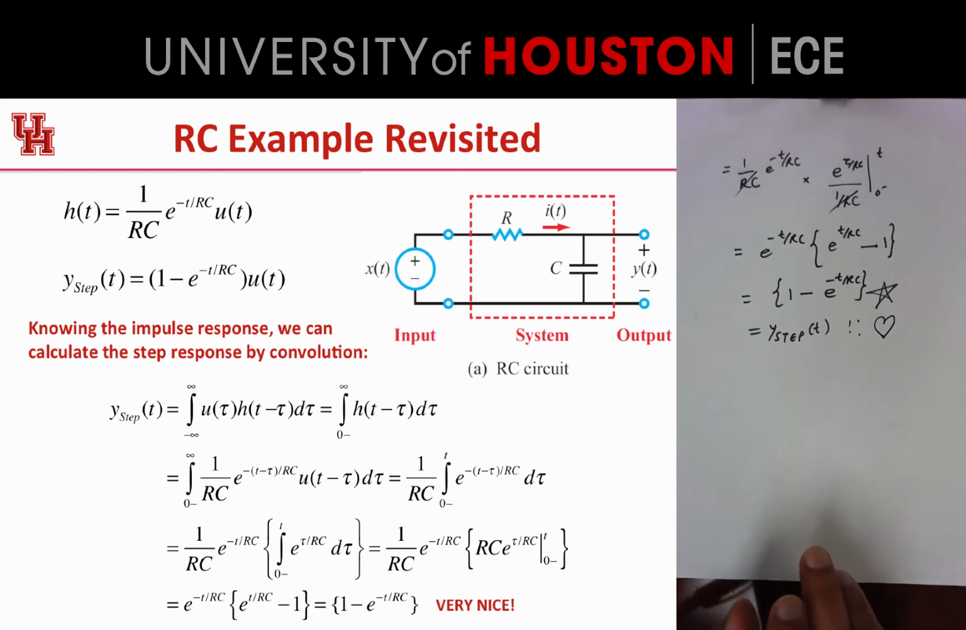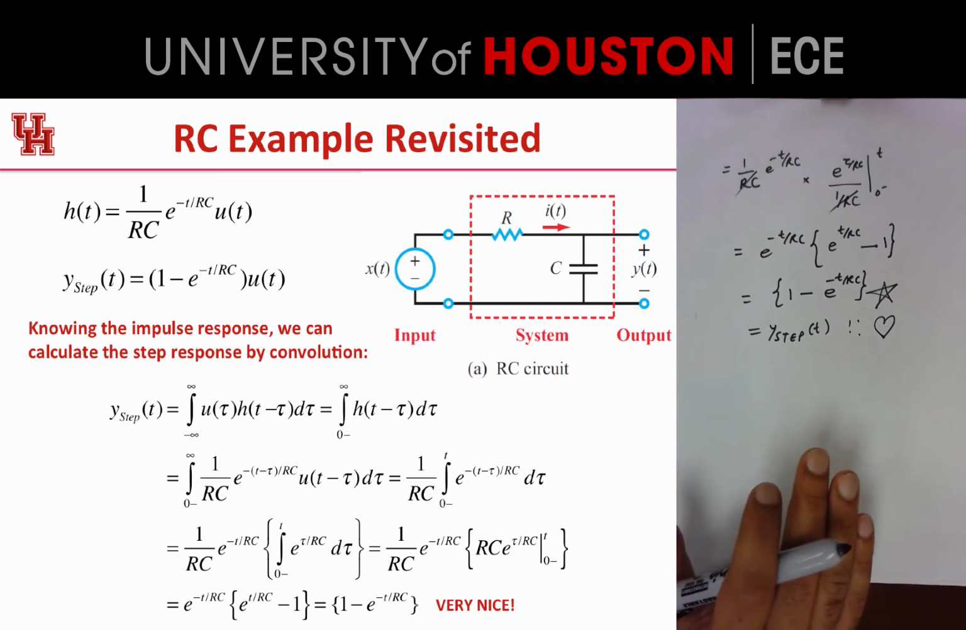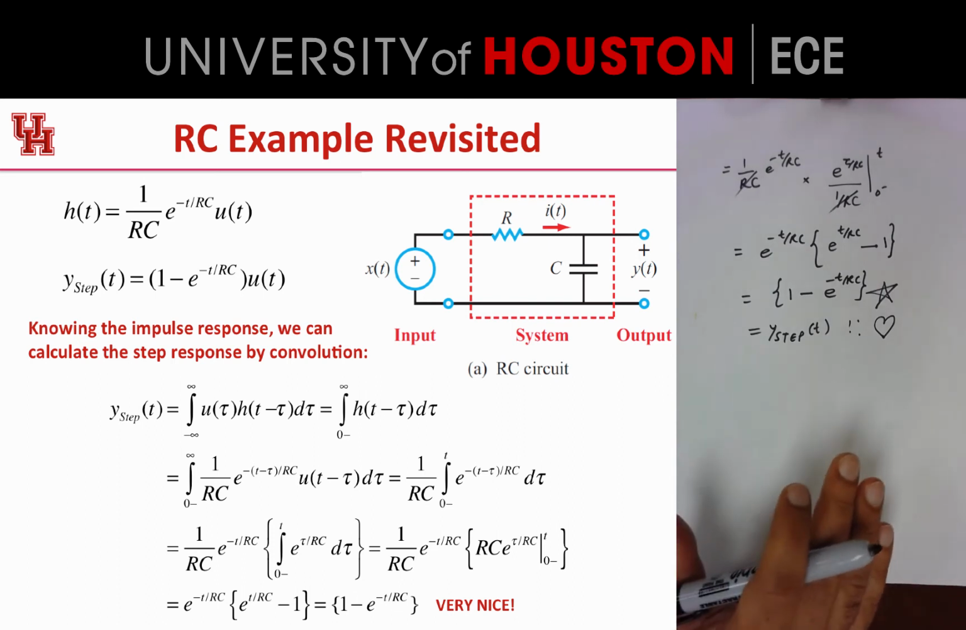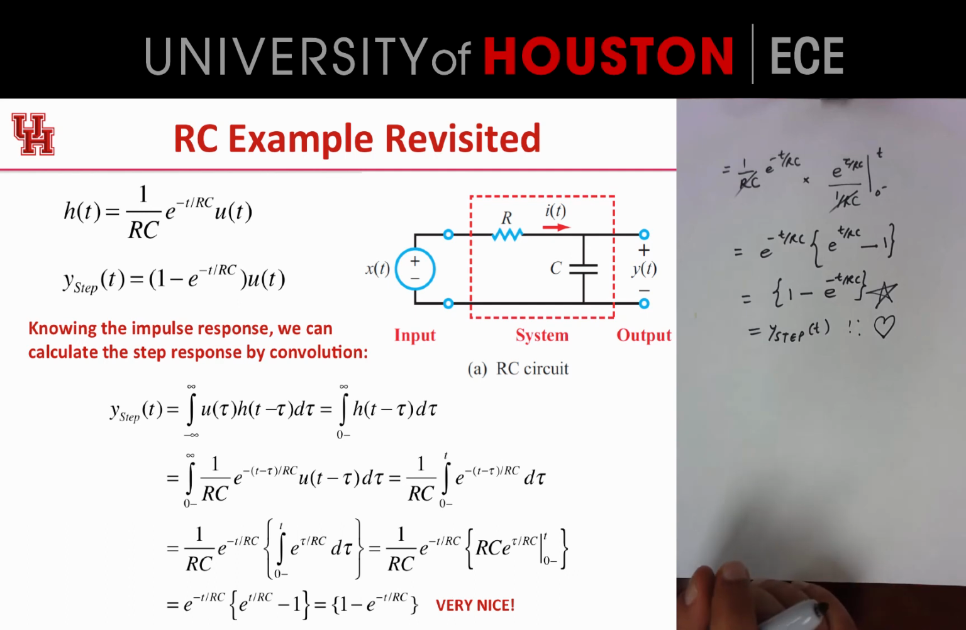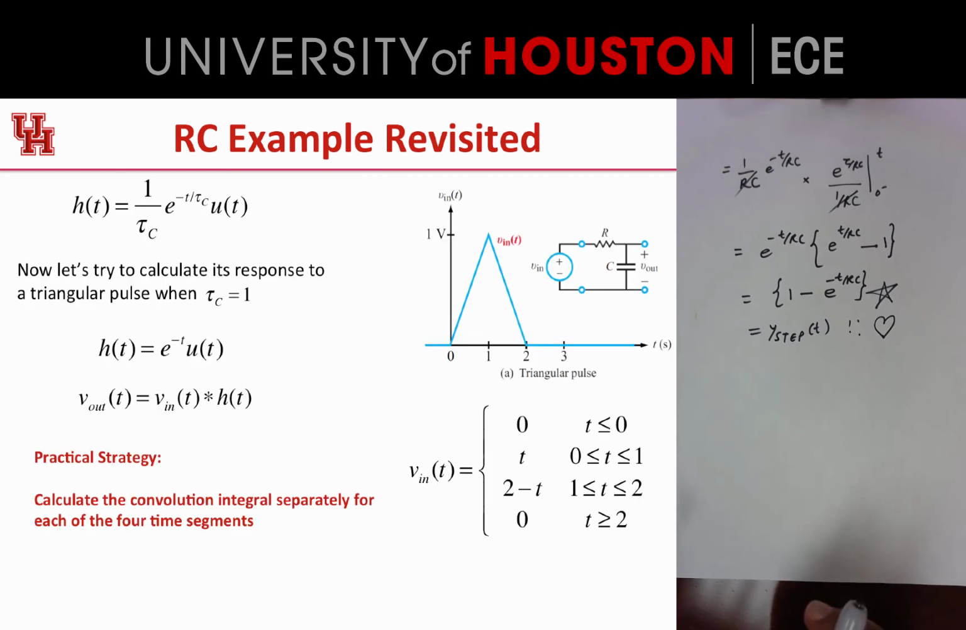So what this is telling us is that we can use a convolution integral to calculate the response of an LTI system just knowing its impulse response, right? We can apply that to any arbitrary input. So to take this insight further, let's now take an even more complicated input, right?